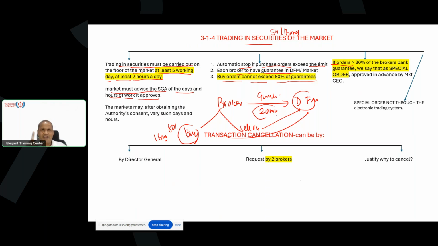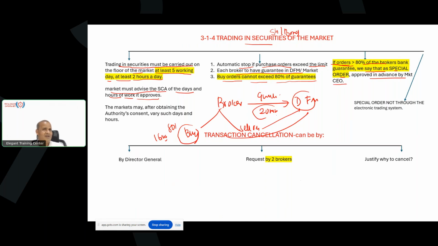Okay, let's understand. So your purchase orders, buy orders at any point of time should not cross 80% of the guarantee. Clear? So in case the purchase orders exceed 80%, that will be called a special order. If orders exceed 80% of the limit, we say that is called special order and it needs market CEO approval.